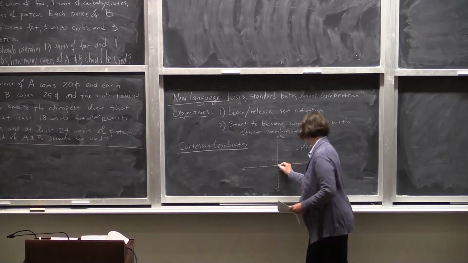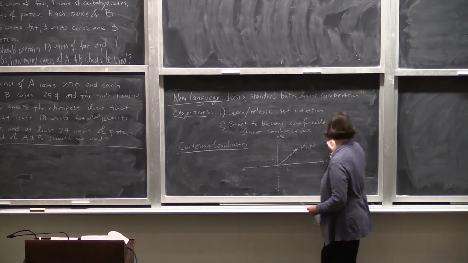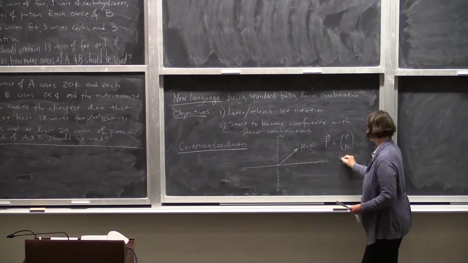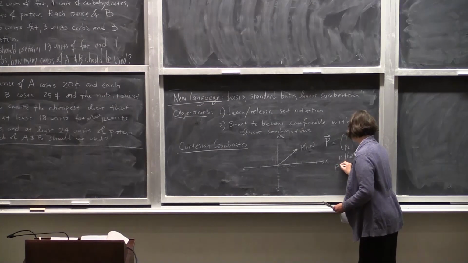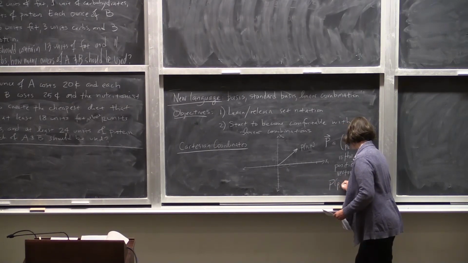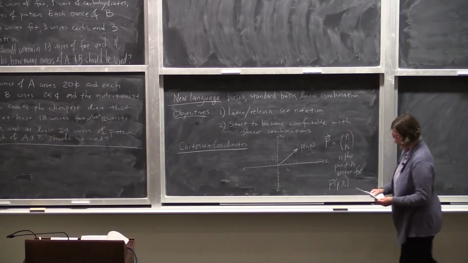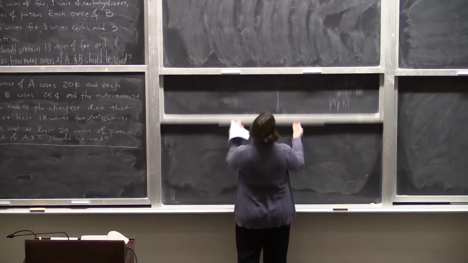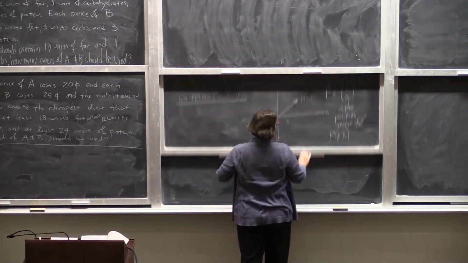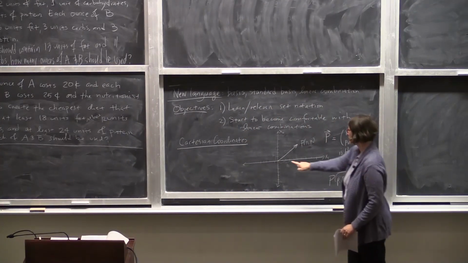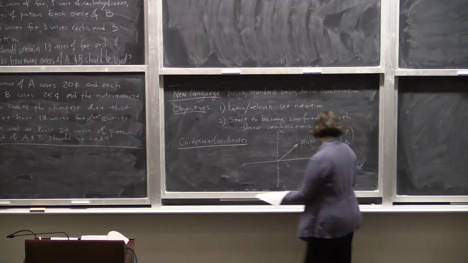Then you have the position vector. So P, which is P1, P2, is the position vector for the point with the Cartesian coordinates P1, P2. Here the language that may or may not be new to you is position vector. It means the vector that starts at the origin and ends at the point. That might be new.